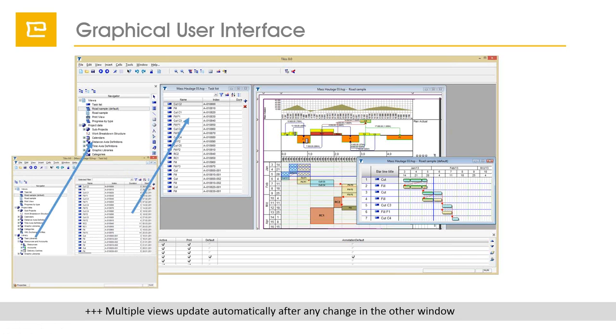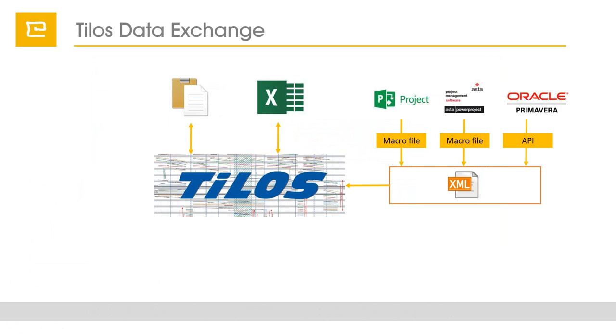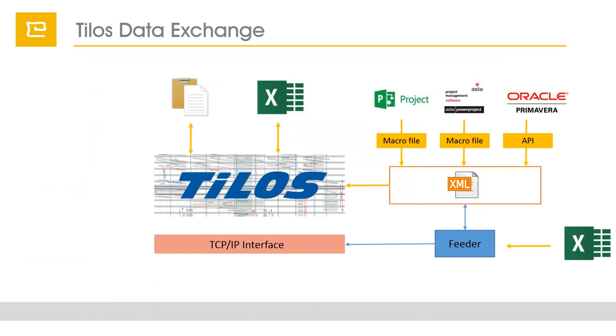Very strong effort has been spent on the exchange strategy of TILOS. We can exchange data with Excel using the clipboard, but we also have XML-based interfaces to exchange the data with other applications, not only activities, but also calendar information, resource information, and cost information. This can now work also directly from Excel, where we can bring in multiple sheets, which I will show you later.